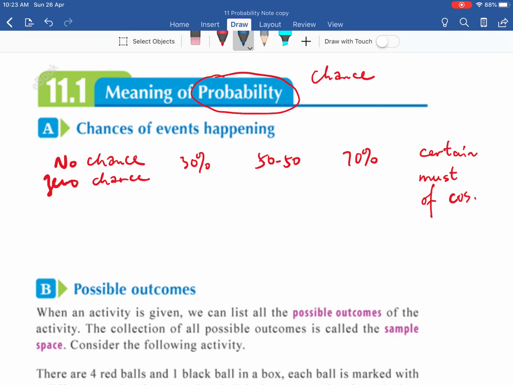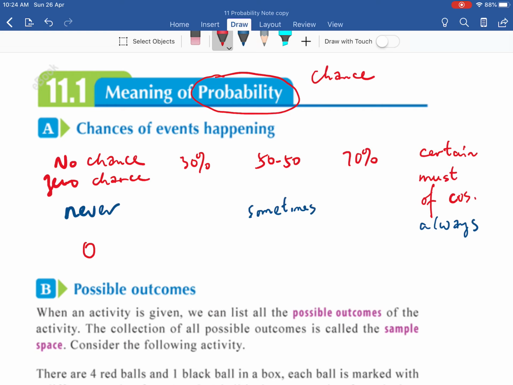Sometimes we use words to describe it: never, always, and sometimes, something like that. But it is not mathematics. In mathematics, we put this into numbers.